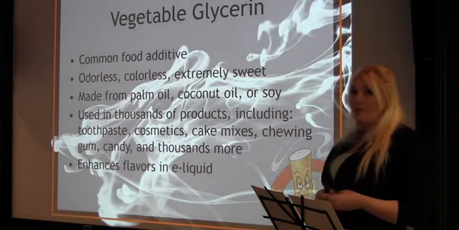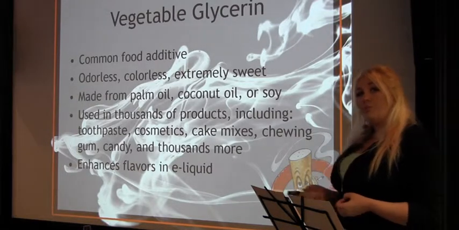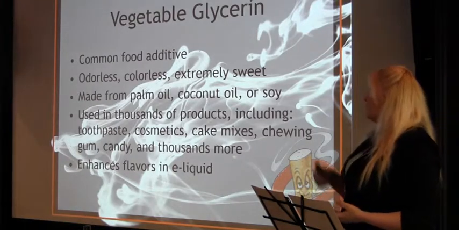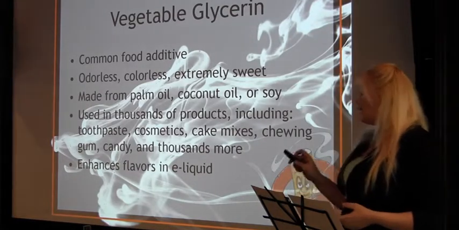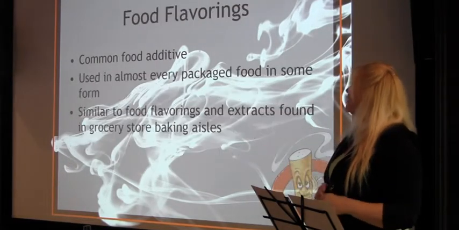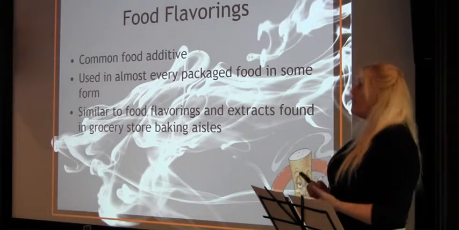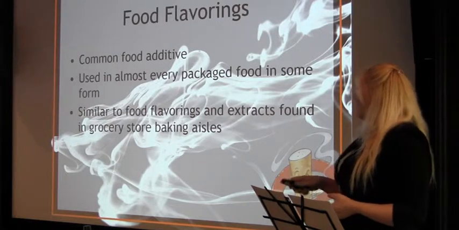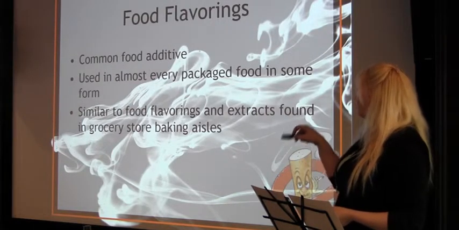Vegetable glycerin is another common food additive. It's odorless, colorless, and very, very sweet, made from palm oil, coconut oil, or soy. It's also used in thousands of products people use every day, including toothpaste, cosmetics, cake mixes, chewing gum, candy, and many, many more. It enhances the flavors of e-liquid and makes bigger vapor clouds. Food flavorings are another common food additive. They're used in the manufacture of a lot of packaged food products, candies, chewing gum, things like that. They're used in almost every packaged food item that you can buy in a grocery store.